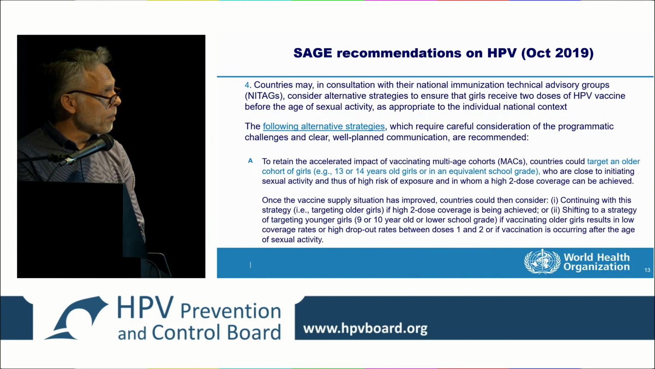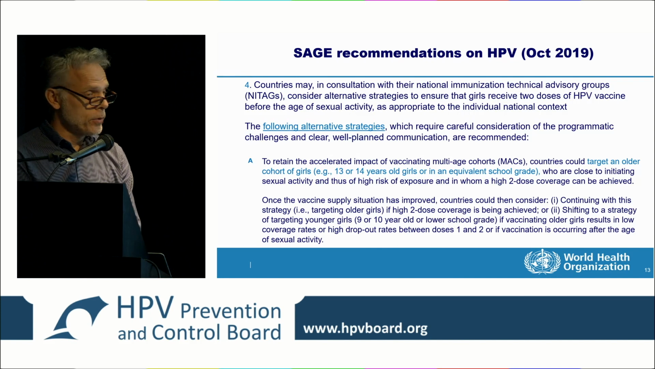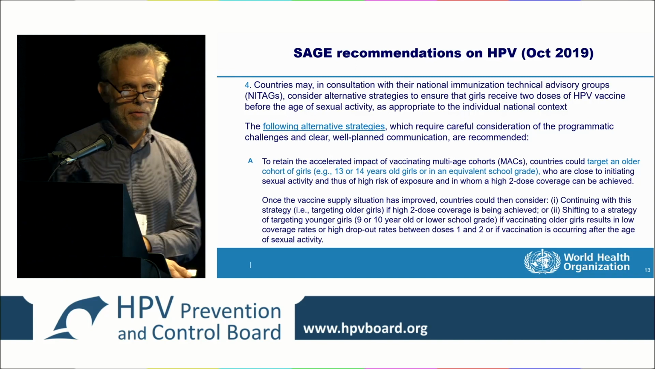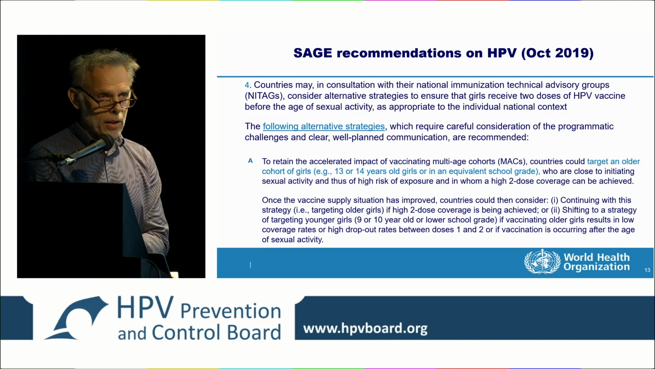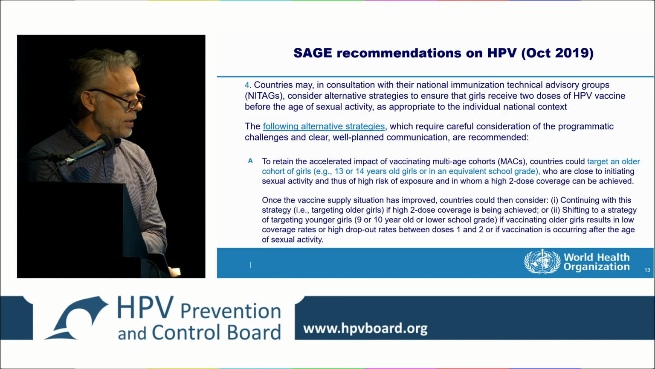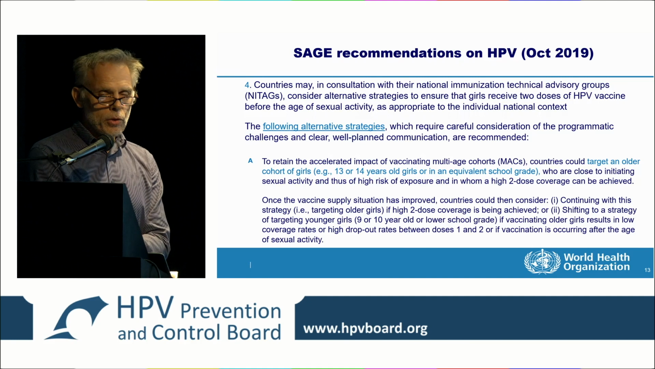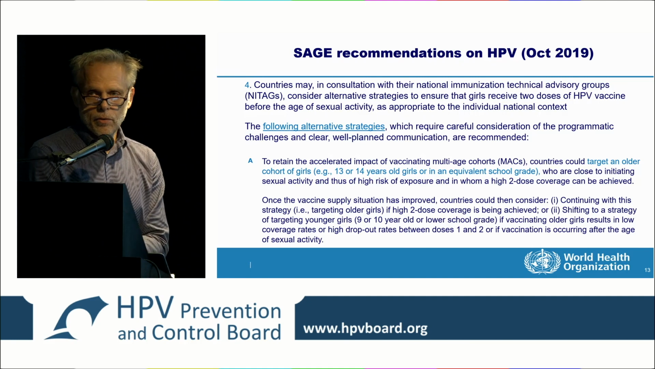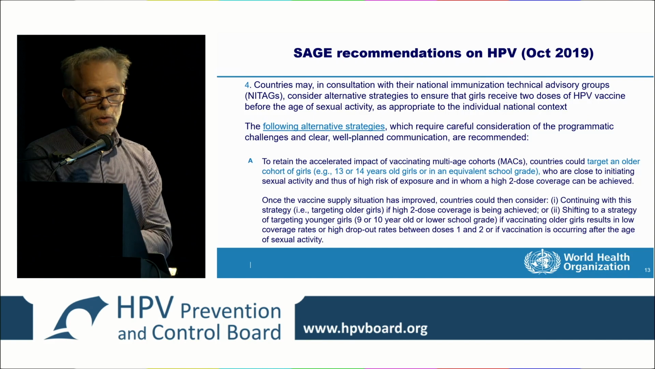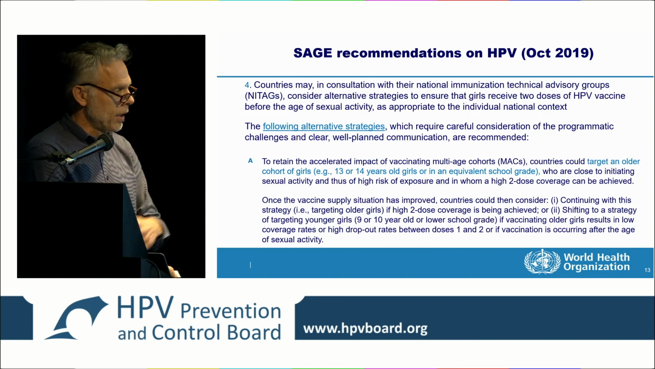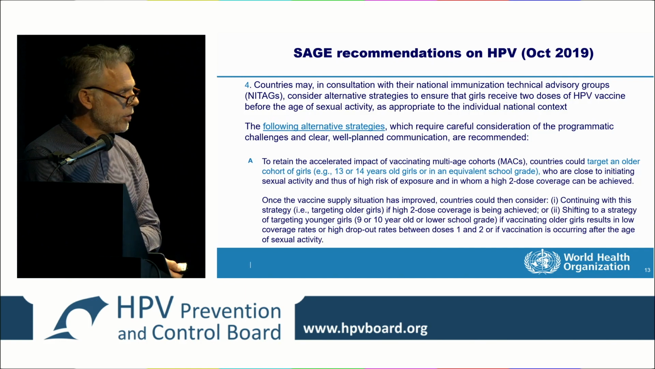So then the alternative strategies were basically around two things. If you introduce and you want to maintain some of the advantages that MACs offer, vaccinating girls close to sexual activity, 13, 14-year-olds, you can do that by choosing a higher age group. So start vaccinating at 13, 14, and maybe later on you could move down to 9 years of age if there's vaccine available, and you do a kind of intermediary catch-up.